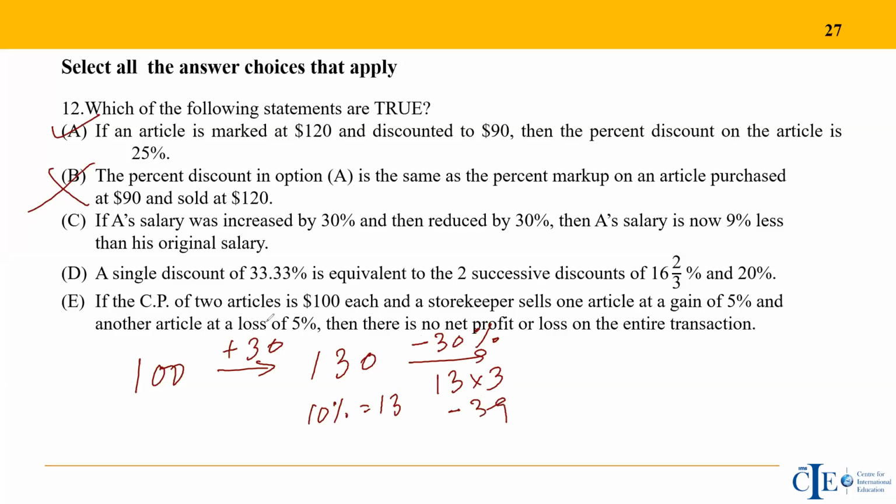So he increased first by 30, but now decreased by 30, which means he lands up at 91. So originally, if he had a salary of 100, now he lands up at 91, which is 9 less compared to 100. Okay, and that is 9% down. So the reduction is 9% of the original salary, it is now 9% less than the original. This is true. Okay, so the 9% part is correct. Yeah, C also is correct.